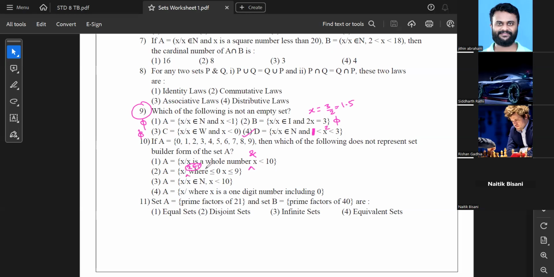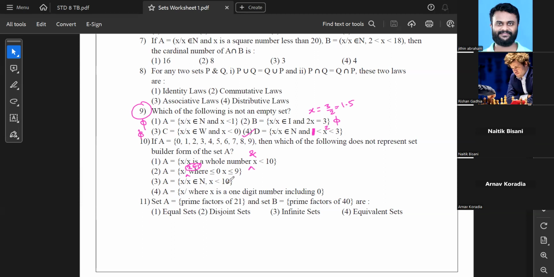By that logic, the fourth one is also wrong. Yeah, the fourth one and the third one both are wrong. Let me just check. Logically, the third one, why is it wrong? It is a set builder form, right? Sir, the comma and 'less than 10' both are fine. But it doesn't include zero. Natural numbers do not include zero, right? Oh, I did not see, these numbers only.